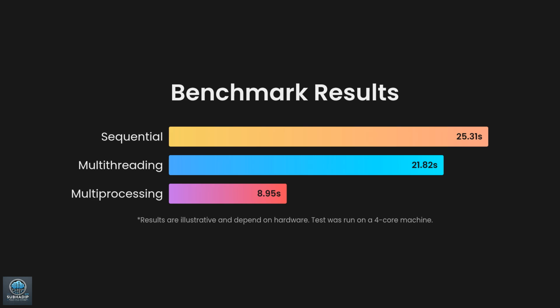Let's look at the results. As you can see, sequential processing was the slowest. Multithreading provided a modest improvement because it could overlap the I/O operations of reading the files. However, multiprocessing was the clear winner, with a dramatic speedup. This is because it could truly run the CPU-intensive calculations and file reading in parallel on different cores.